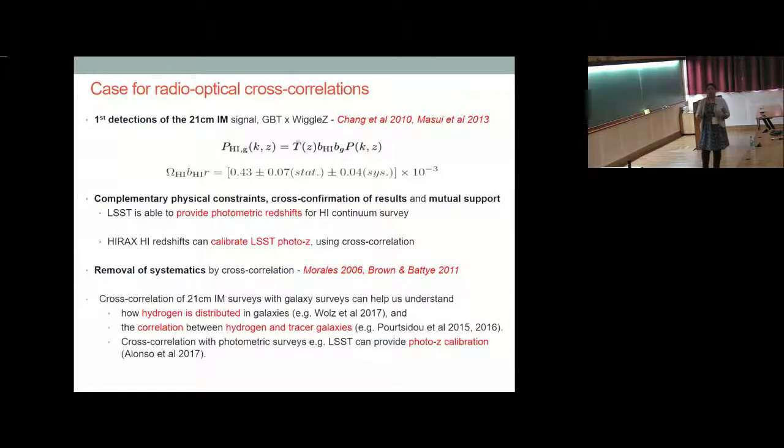You can do complementary physical constraints. You can do cross-confirmation of results. And for our case, we have a mutual support in terms of redshift, because LSST will provide photometric redshifts for the continuum survey, whereas HIRAX, using HI intensity mapping, can calibrate the LSST photo-z using this cross-correlation method. There are also other things, like you can remove the systematics when you're doing these kinds of cross-correlations, and many other groups are studying cross-correlations of 21 centimeter and galaxy surveys for different purposes.